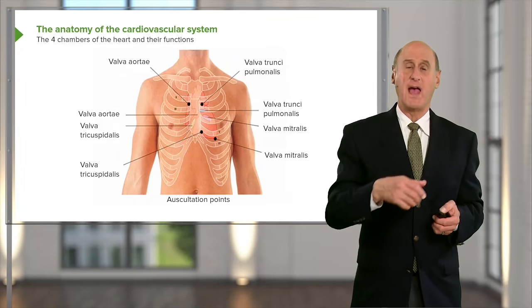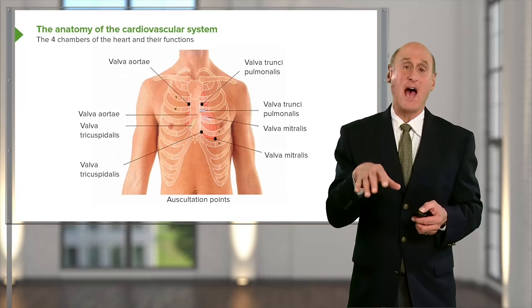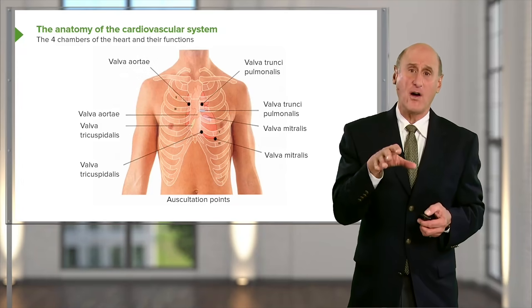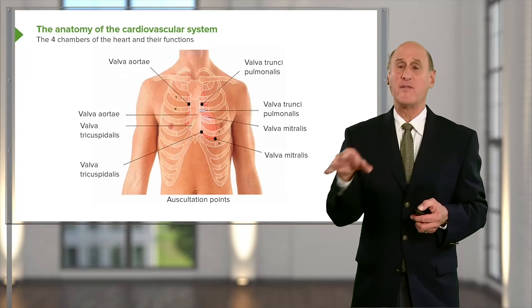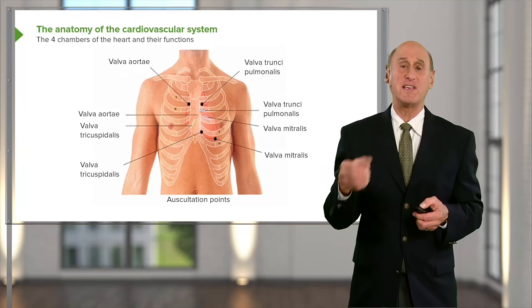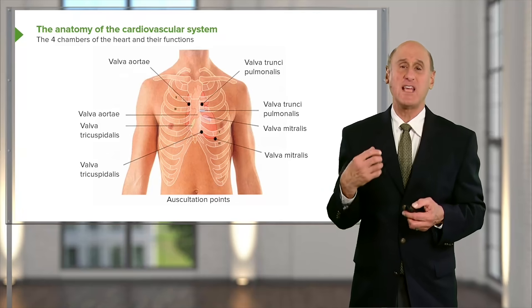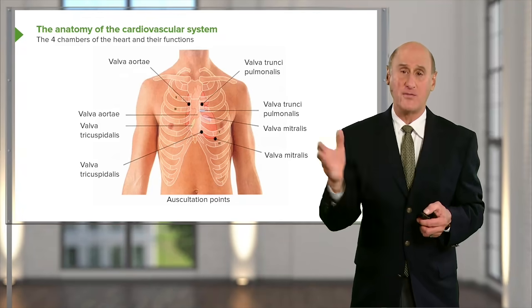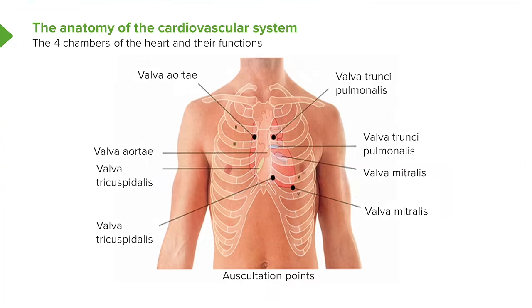And again, here is the diagram showing you where the heart is located and also where the different points are that you can best hear with your stethoscope the sounds made by the 4 heart valves. We're going to talk about those in just a moment. But you see there are areas on the little bit upper right chest, a little bit upper left chest, lower right chest, and lower left chest.